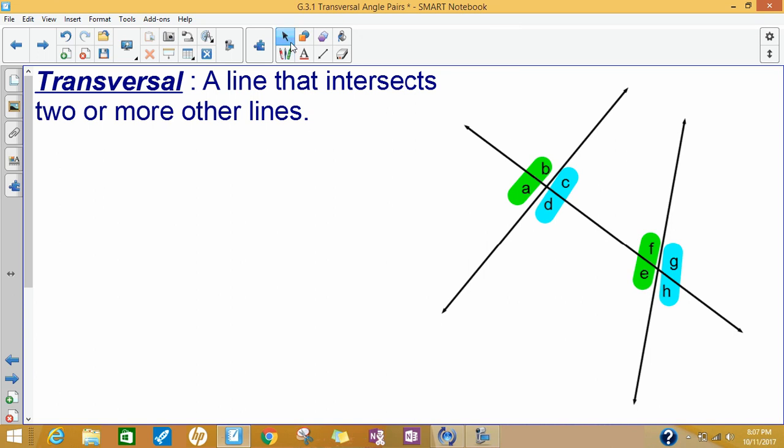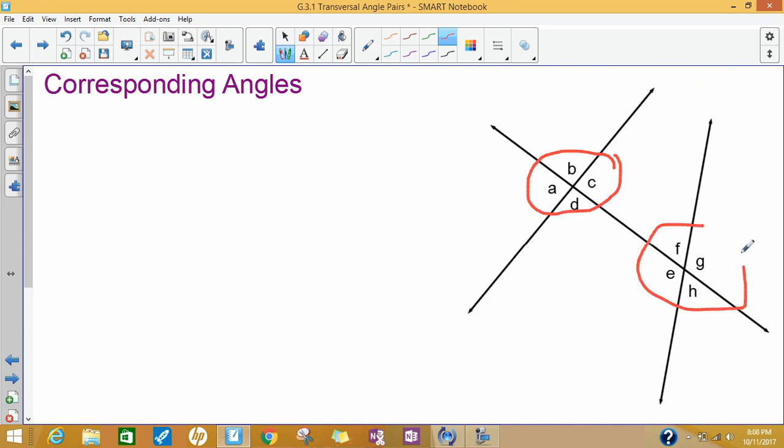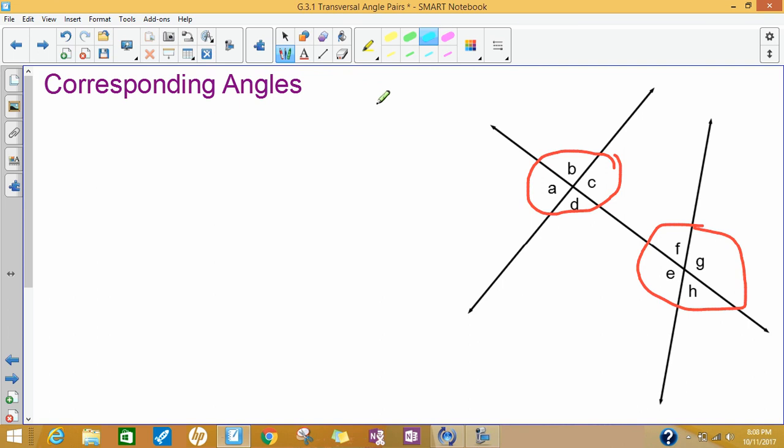So we've seen those before, but when we have this transversal intersecting two or more lines and creating these banks of four angles, we're creating new pairs of angles that we'll talk about now. One pair are corresponding angles. So if I were able to sort of cut this into two pictures, two banks of angles, so I have that bank of four, I have that bank of four. The corresponding angles are the ones that are in the same position in those banks of angles.